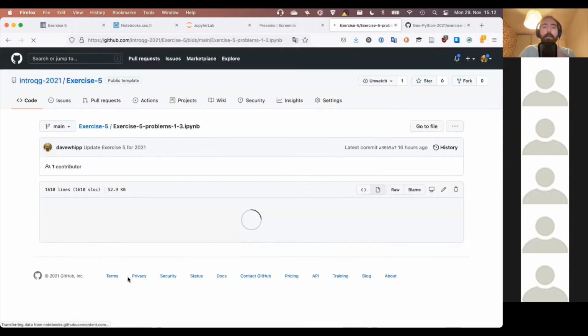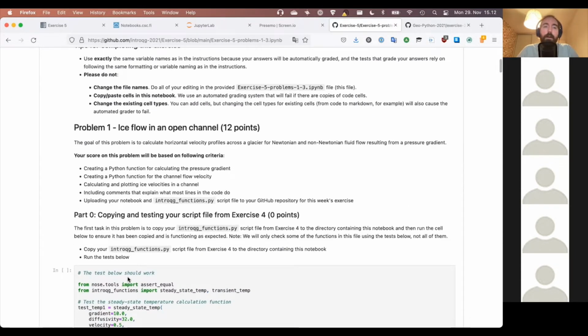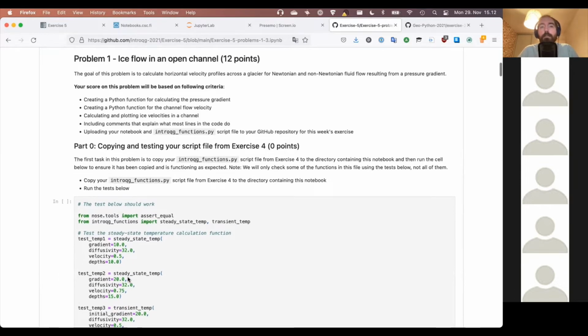exercise itself is all about. So yeah, we'll look at ice flow as a viscous fluid. First, looking at ice flowing in an open channel. In this case, what this means is we have a map view looking down on a glacier flowing between two valley walls. And as usual, we'll start out by having you copy your script file from exercise number 4, your intro QG functions script file.